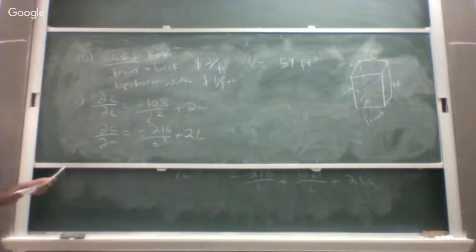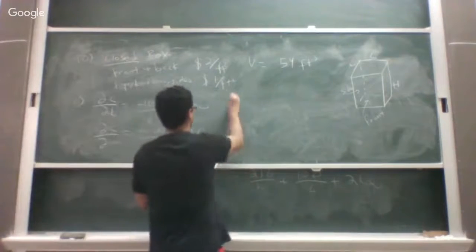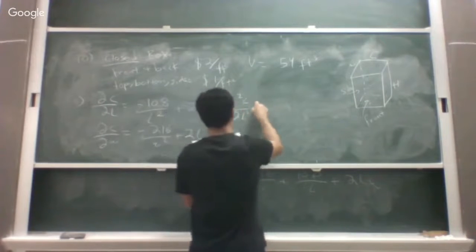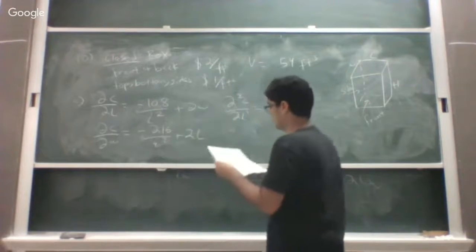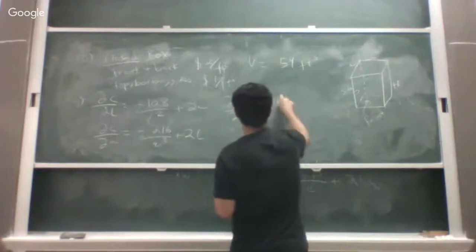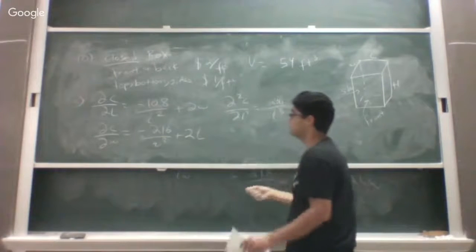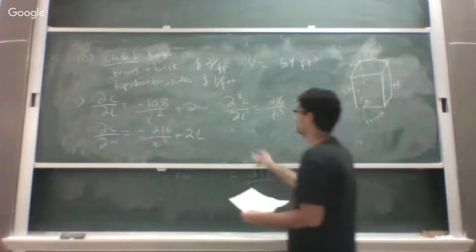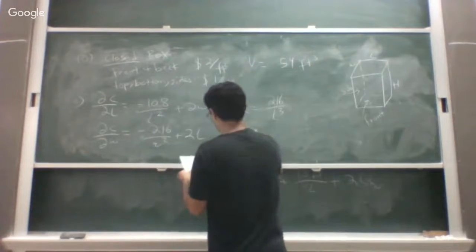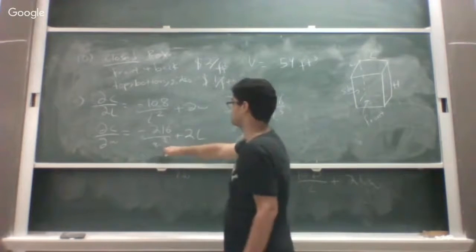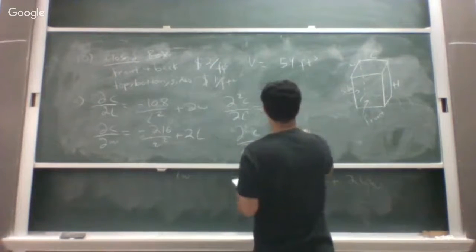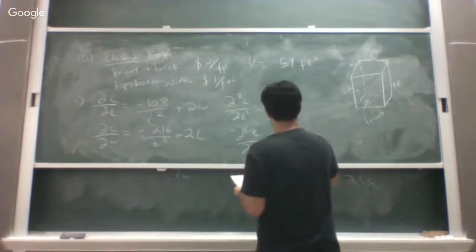Make sense? Yep. The second partial derivative with respect to L squared would be the second derivative of that, and that would be 216 over L cubed. Make sense? This is L to the negative 2 power. We bring that down. The second partial of C with respect to W squared is 2 times 216, so that's 432 over W cubed.